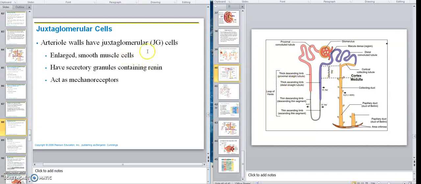And I said epithelial. I should have said smooth muscle. Enlarged smooth muscle cells. So scratch that. Smooth muscle cells have secretory granules containing renin. They act as mechanoreceptors, we'll see in a moment. That would mean in the tunica media. I just want to clarify that.